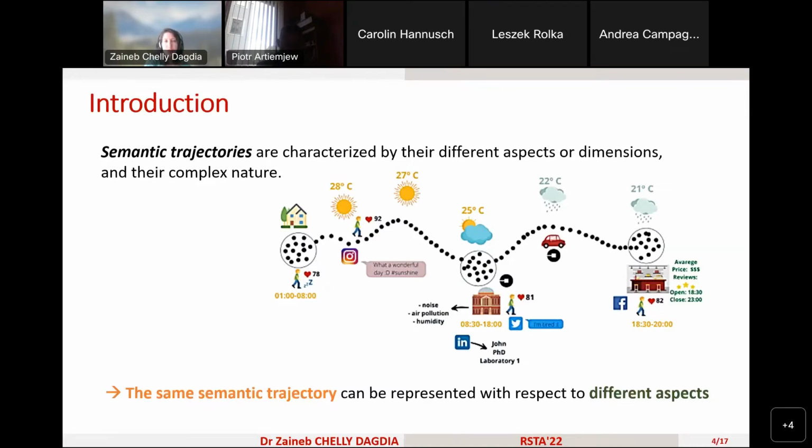And this semantic trajectory can be represented with respect to different dimensions, which means that I can take the same semantic trajectory and represent it in terms of transportation means only, or another aspect in terms of weather forecasts, for instance, or emotions, etc. So the fact of representing this semantic trajectory differently using different aspects or different dimensions leads us to the terminology of multiple aspect trajectory.